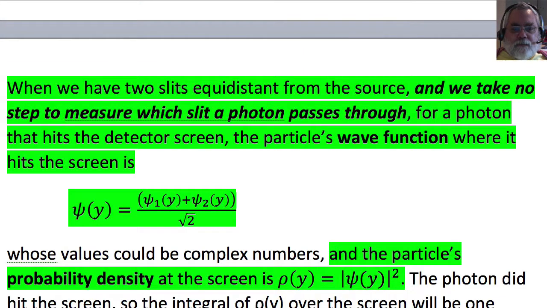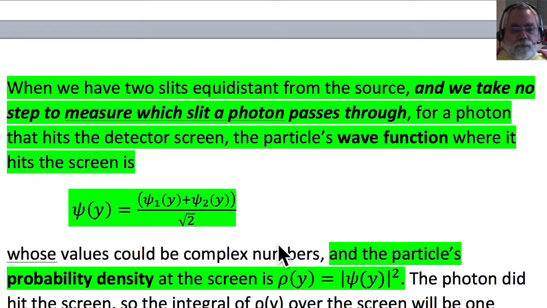When we have two slits equidistant from the source, and we take no step to measure which slit a photon passes through, then for a photon that hits the detector, that photon's wave function where it hits the screen is psi of y, the sum of psi sub 1 due to slit 1 plus psi sub 2, the wave function due to passing through slit 2, that sum divided by square root of 2, which we'll explain in a bit.